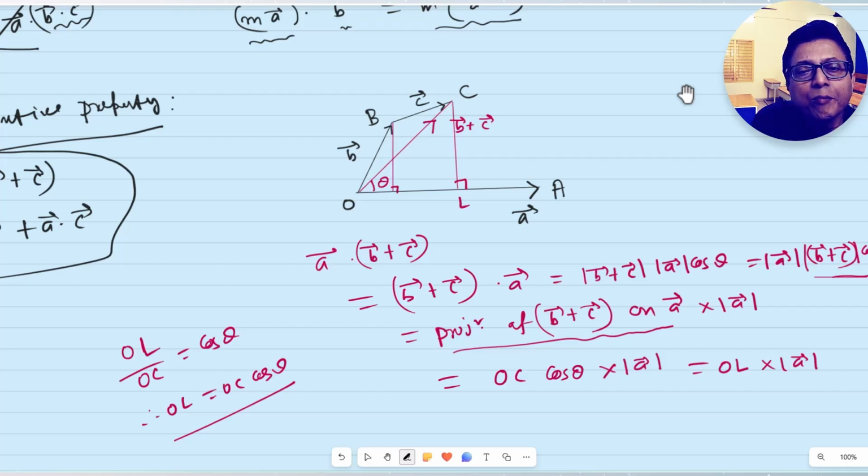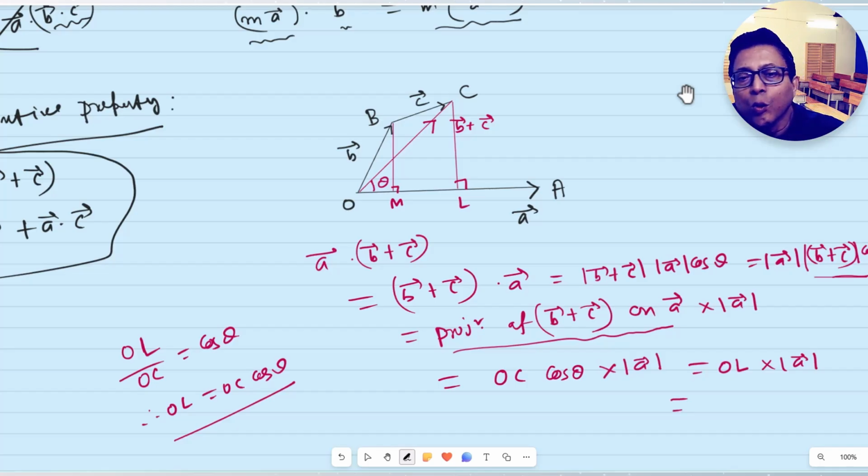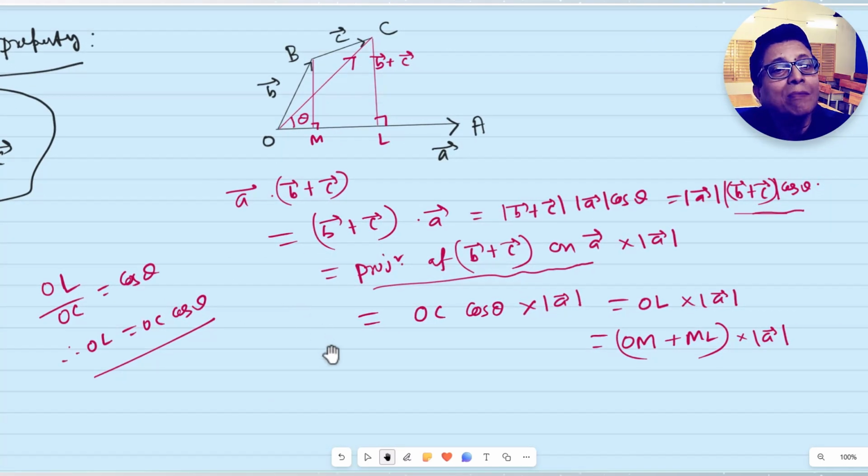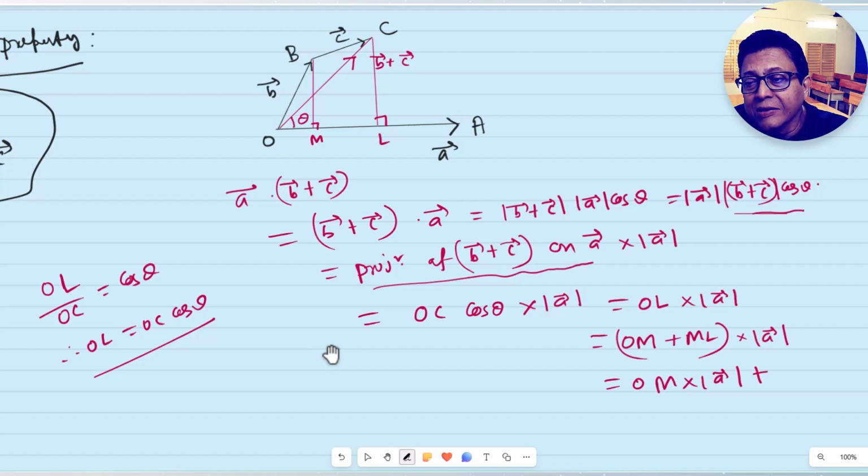BM, be another perpendicular. Then you all can see what OL is. OL is what? OL is OM plus ML, this into mod A. But in the diagram, OM is what? OM into OA is what? OM into mod A plus ML into mod A.